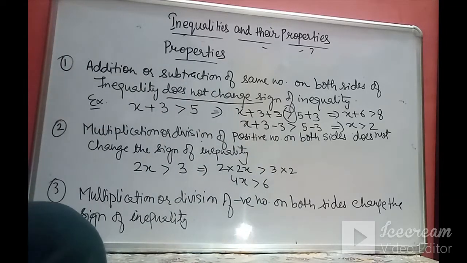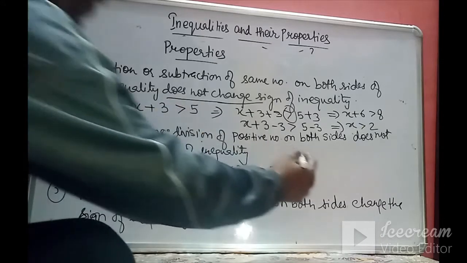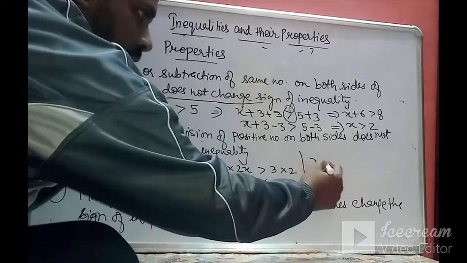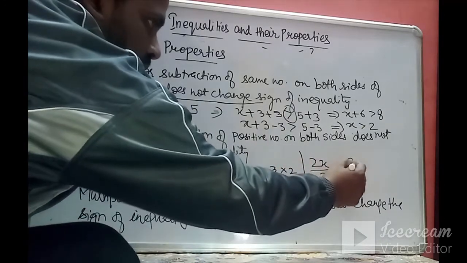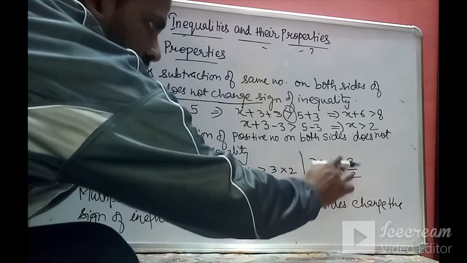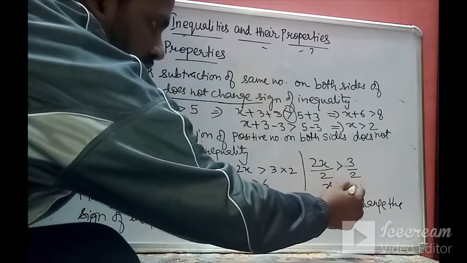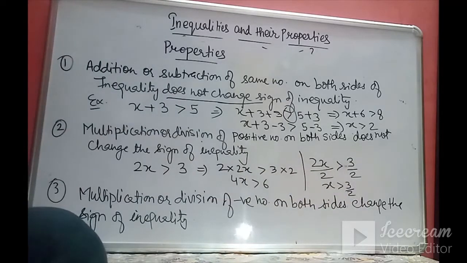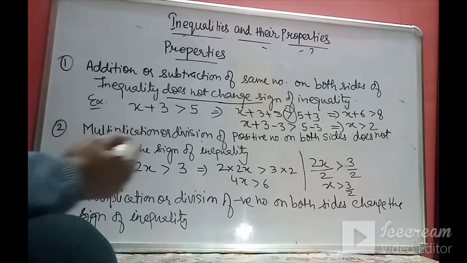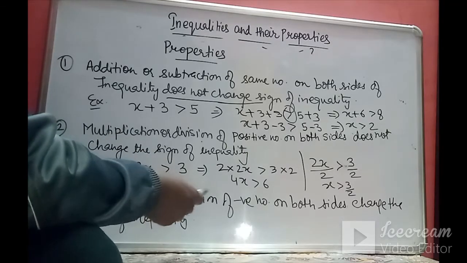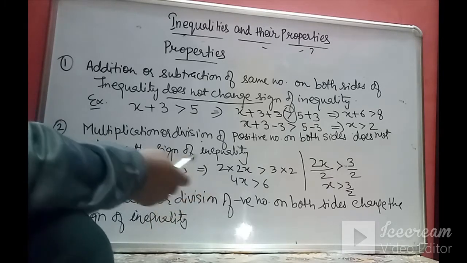So the sign of inequality has not changed. Or suppose I divide both sides by 2, again the sign of inequality will not change. Now, the sign of inequality actually changes whenever we multiply or divide by a negative number on both sides.